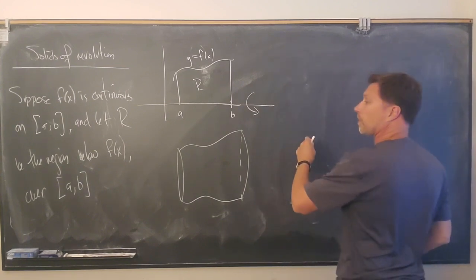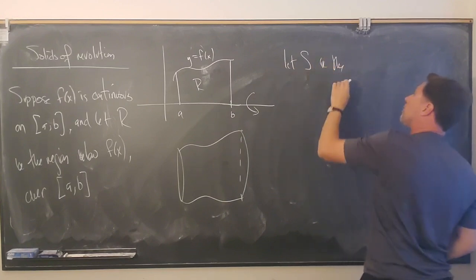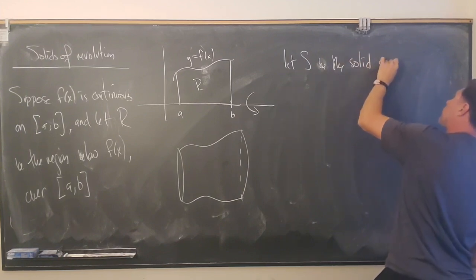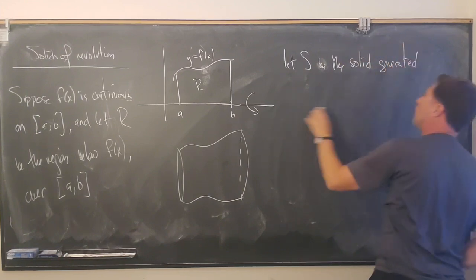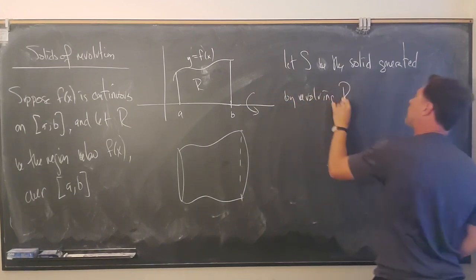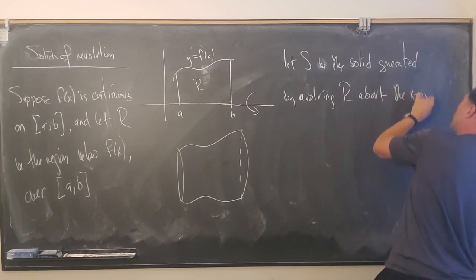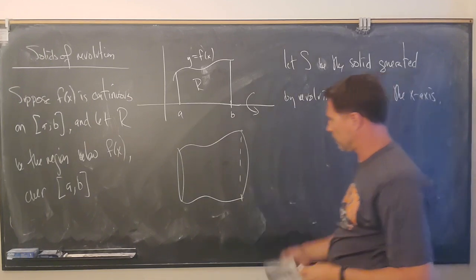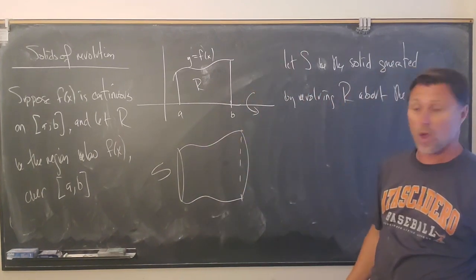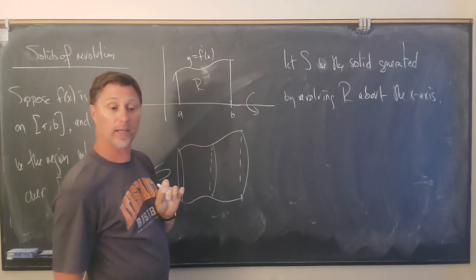Okay, so let's call it capital S. Let S be the solid generated by revolving capital R about the x-axis. So there's my capital S. Now, if you take a cross section, what are you going to get? Well, in each spot, if you take a cross section, you're going to get a circle.